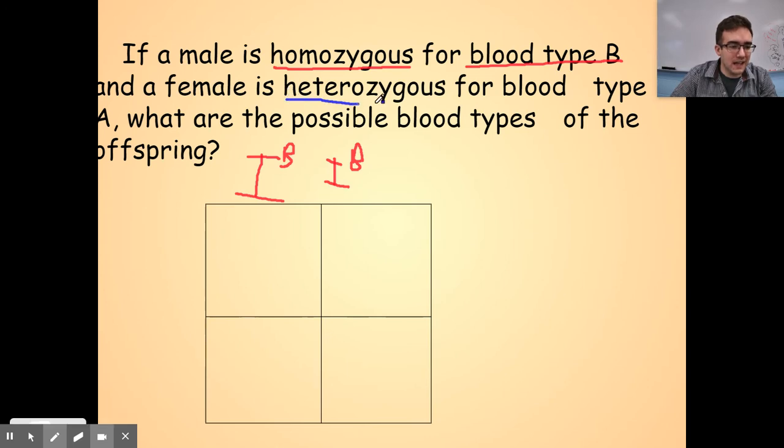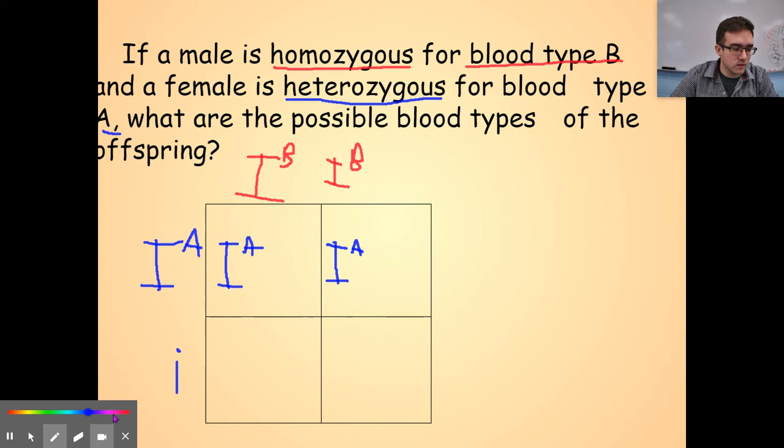The female is heterozygous for blood type A. That means she has one A allele, but then she also has the lowercase o allele. So this is what we got. And then we just fill in our Punnett square. Let me write the I's first, just so I don't keep switching back and forth between colors.